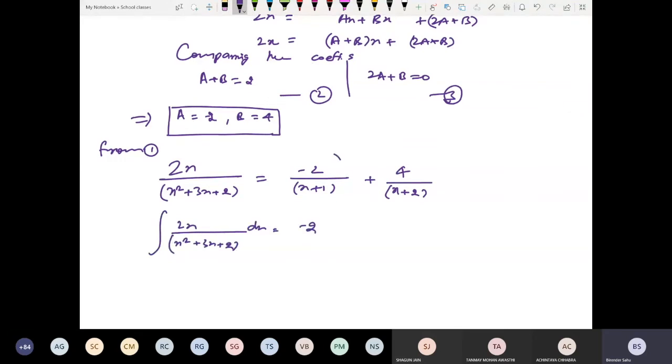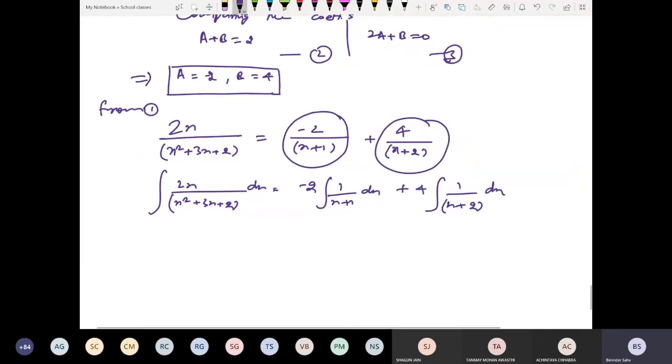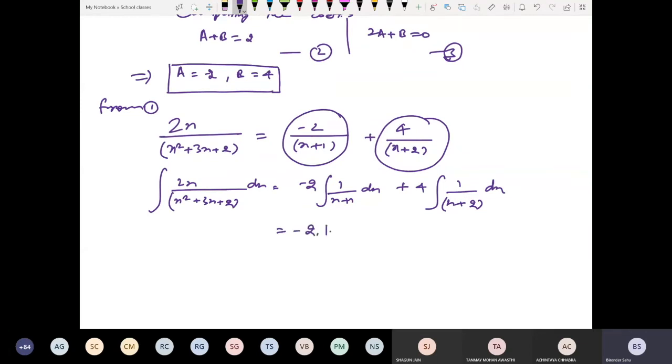Okay, so the integration of this -2 will come outside, and integration of this 4 will come outside. Integration of x plus 2. Okay, this will be -2 into log of x plus 1 plus 4 times log of x plus 2 plus c. So this is the answer.